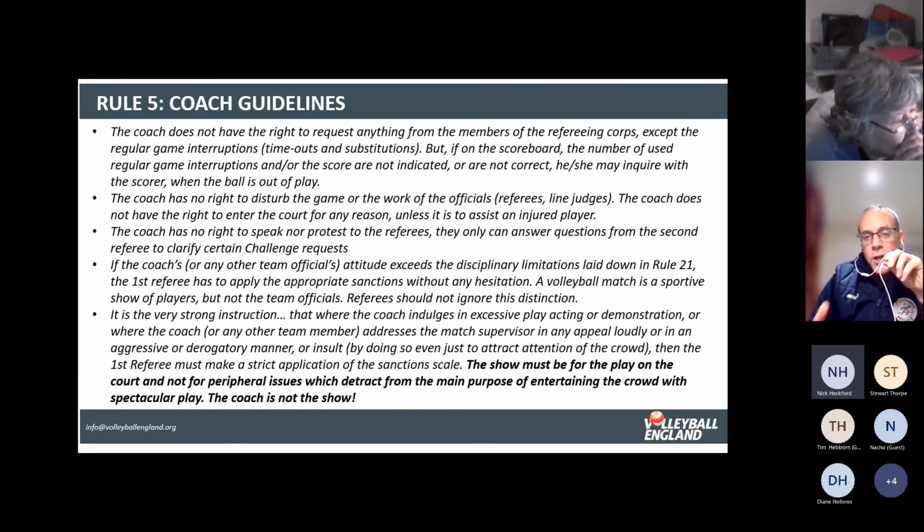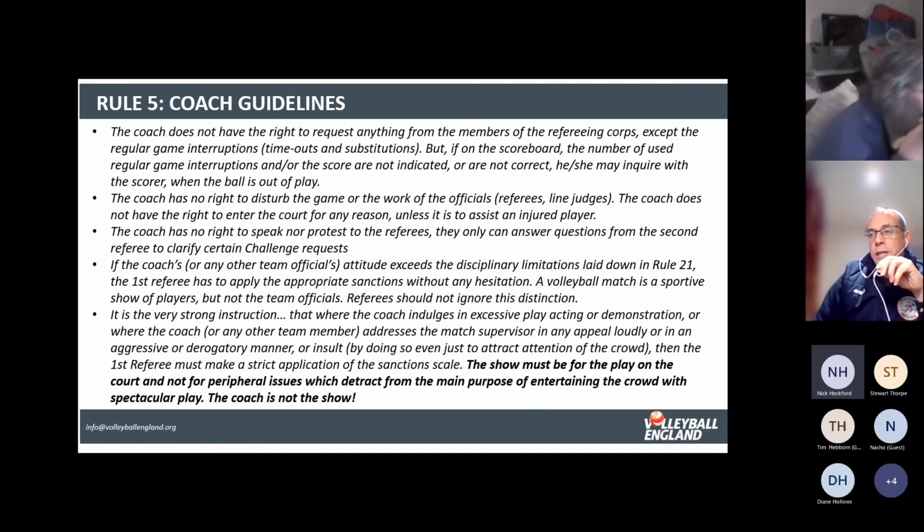Tell the game captain to go and tell the coach that that's it. He's had one chance, he's used it. If he does it again, it'll either be a warning or a sanction, up to you, depending on severity. So do not allow coaches to shout. If the coach starts shouting at you from the other side of the court, it has to be dealt with. It needs to be relatively clear.